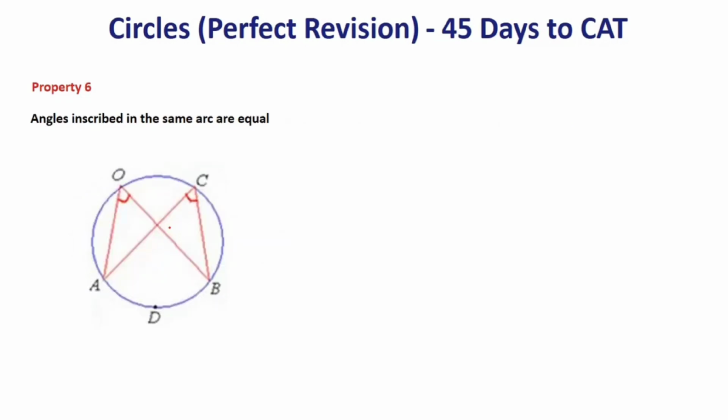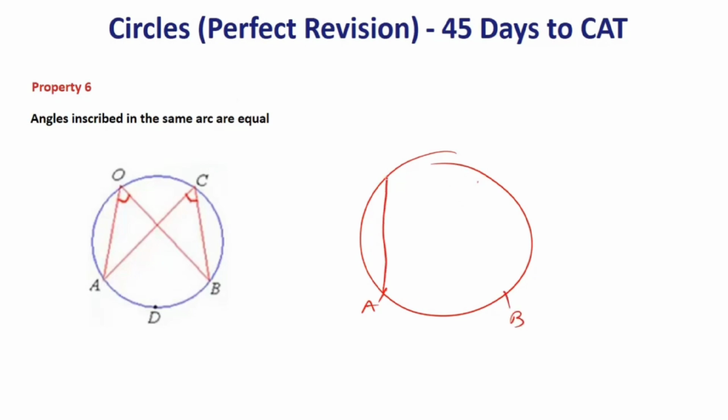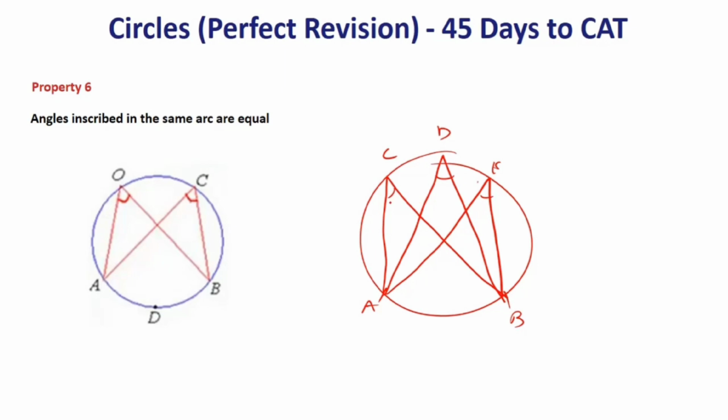Next property, which is property 6. Angles inscribed in the same arc are equal. Quite interesting. Let's say I have a circle here, I have an arc here AB. The arc AB, let's say, makes an angle ABC in this segment. If it makes an angle ADB in the same segment, and an angle AEB again in the same segment, all these angles are equal.